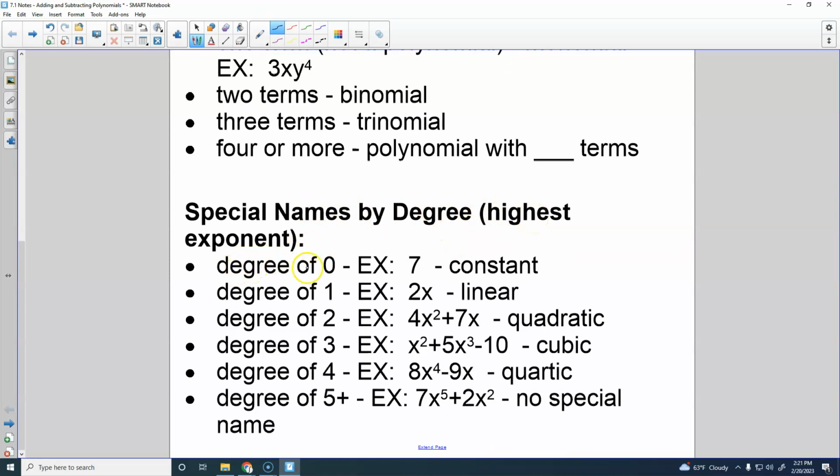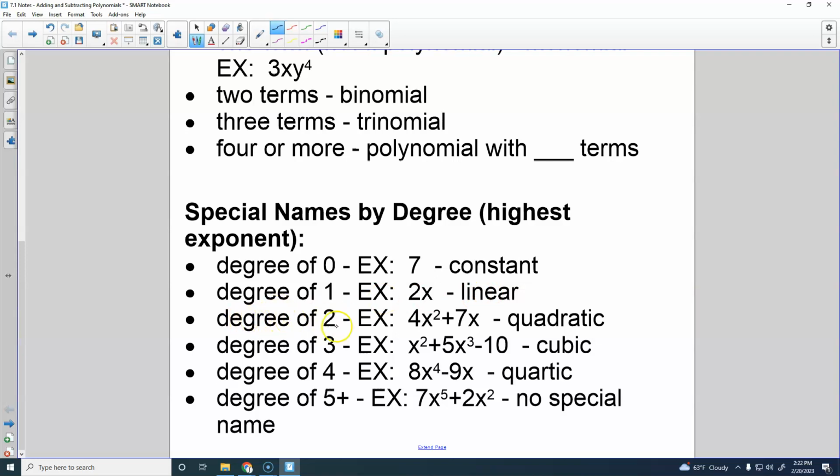So if you have a degree of 0, that would look like this, just a 7. You have no variable at all, so there's not an x there at all. We call that constant. The reason we call that constant is because if you graph y equals 7, it's just a horizontal line. It's constant, it doesn't change. If you have a degree of 1, something like 2x, we call that linear, because if you graph something like y equals 2x, you will get a line.